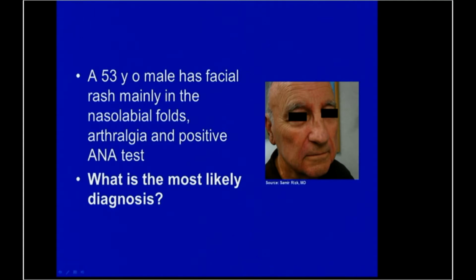A 35-year-old male has a facial rash mainly in the nasolabial fold and has arthralgia and a positive ANA test. What is the most likely diagnosis of this patient? What is the most likely diagnosis? Lupus. Look at this.